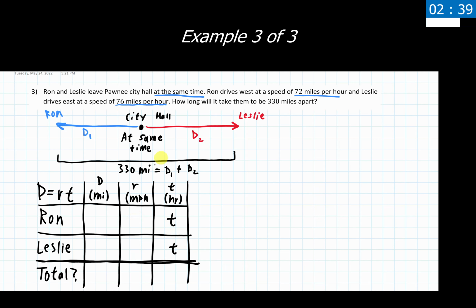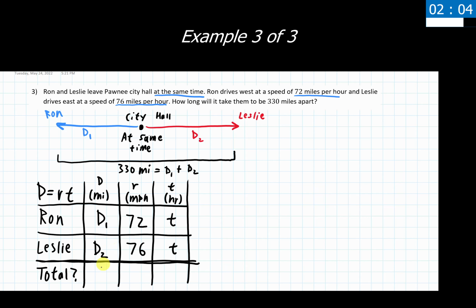Next, I'm looking at and seeing, okay, I've been told that Ron is driving 72 miles per hour, so we're going to put 72 in there. Leslie's traveling at 76 miles per hour, so I can fill that in here. And then what do I know about the distances? I know that they're, well, at the very least, not the same, or probably not the same, so I can fill in distance 1 and distance 2. I don't know either of them, but I know that they're probably not the same as one another.